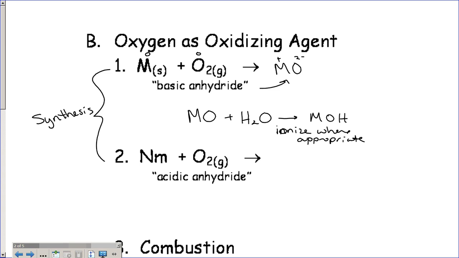So a nonmetal oxide is formed in that second reaction there. And nonmetal oxides are what we call acidic anhydrides. Acidic anhydrides will react with water to make an acid.